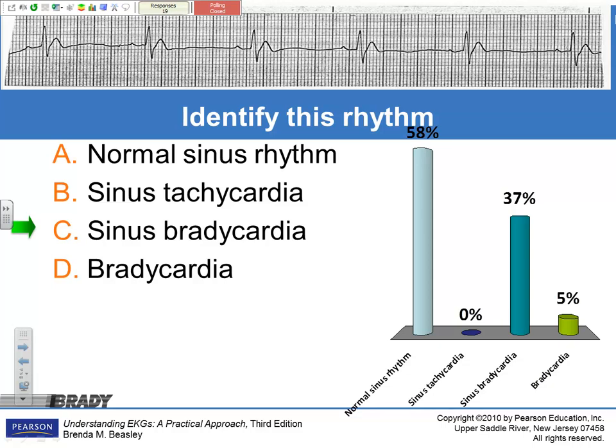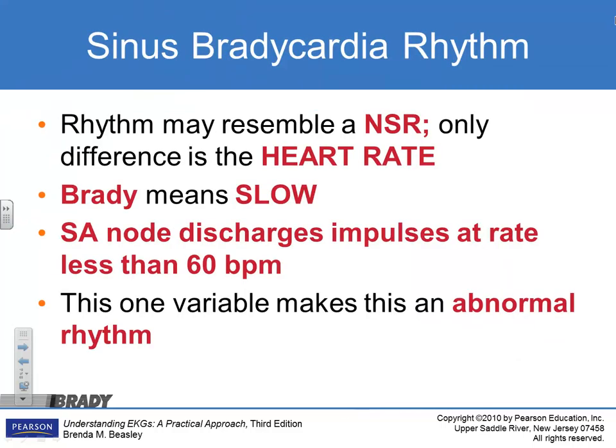Yeah, so we counted off 6 complexes, but this is more than a 6-second strip. So make sure you look at that when you make your decisions, when you're trying to figure out what it is. This is sinus bradycardia because it only has 5 complexes in a 6-second strip. So anyway. All right, sinus brady.